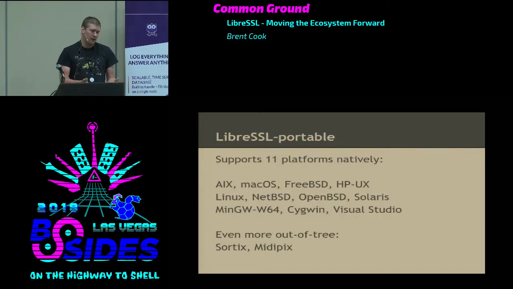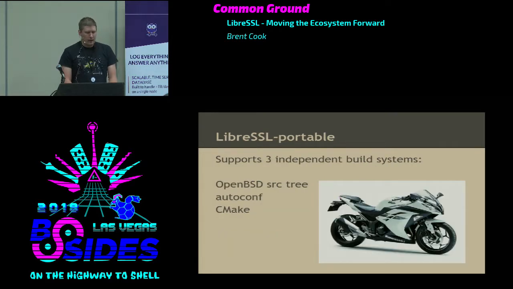Well, okay. First of all, I'm just talking a little bit about LibreSSL again. We support a lot of different platforms. We support Windows in like 4 or 5 different incarnations. AIX, macOS, FreeBSD, HPUX, Linux, NetBSD, OpenBSD, Solaris. We actually support some weird stuff like Sortix and MidipiX, which is also another Windows layer. We have 3 different build systems. We have the OpenBSD source tree, which is how it normally gets built, AutoConf, and we even support CMake.